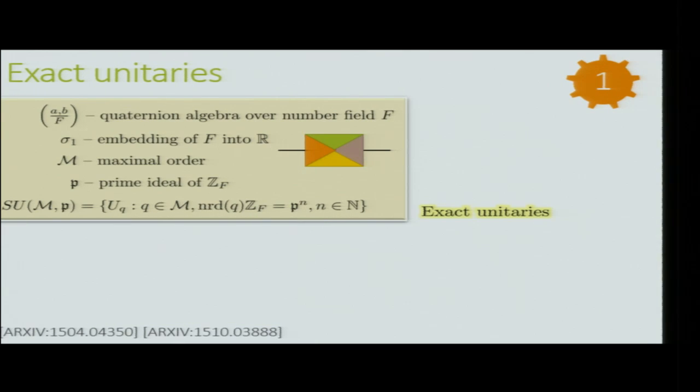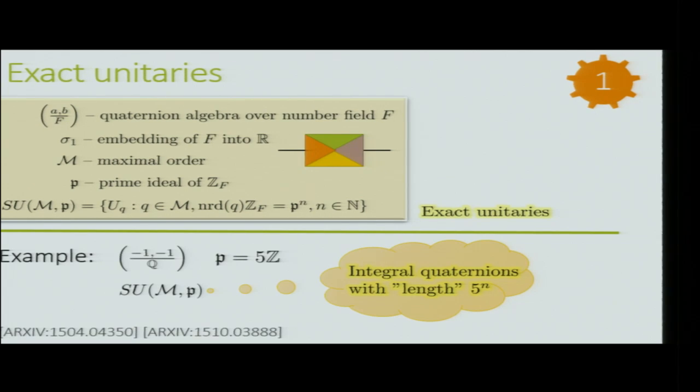This is a short summary of the objects I need to specify my exact unitaries. I have a quaternion algebra over a number field that is totally definite. Then I have an embedding of my number field into the reals. Then I have a maximal order. I also fix a prime ideal of the ring of integers of the number field F, and I consider all unitaries coming from quaternions such that the reduced norm generates a power of this ideal.